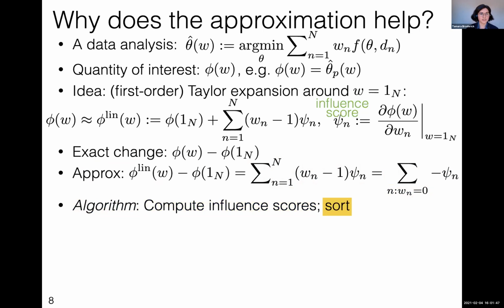Sort all of the influence scores. Technically speaking, this is n log n. It's not linear, but I have never had a problem where sort was the bottleneck, and I suspect that your problem does not have sort as the bottleneck. And finally, remove the largest influence scores. So now you know how to make the biggest change, remove just one data point, and then you know how to make the second biggest change, remove the second data point, and so on.